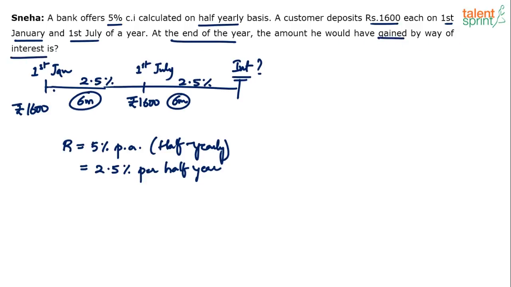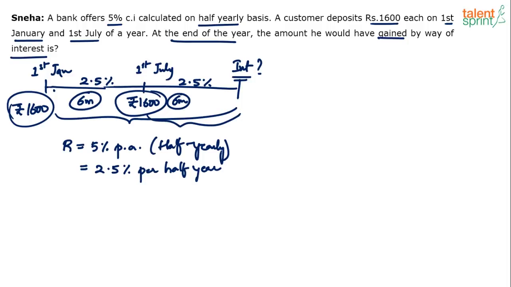So if you observe, the first 1600 rupees which has been deposited undergoes 2 cycles, first 6 months and second 6 months. So here the compounding needs to be done. It's a compounding process. But the second 1600 undergoes only one cycle, only 6 months. So when there is only one period, simple interest is equal to compound interest.